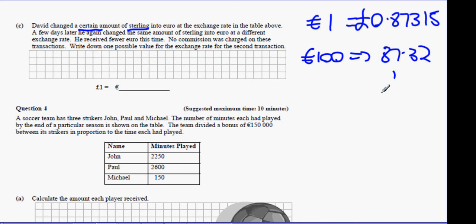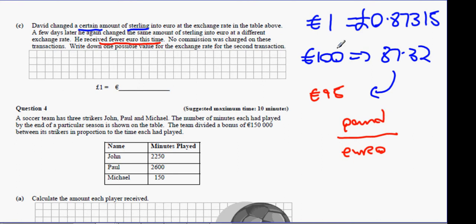We then exchange this back, and the question says he received fewer euro this time. Pick a number that's fewer than 100. 95? Or something with a bit of a bigger gap than that. So we'll go for 95 euro, okay? So this time we get 95 euro. How did you do the exchange rate this time? What did I say earlier? You divide, euro on the bottom and pound on the top, because you want to find out what is the new rate in terms of 1 euro. So you're going to get 87.32 divided by 95, and what happens here?